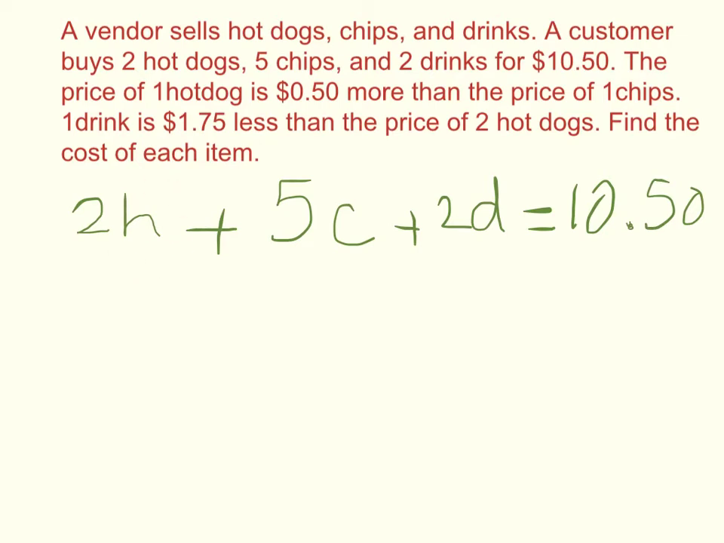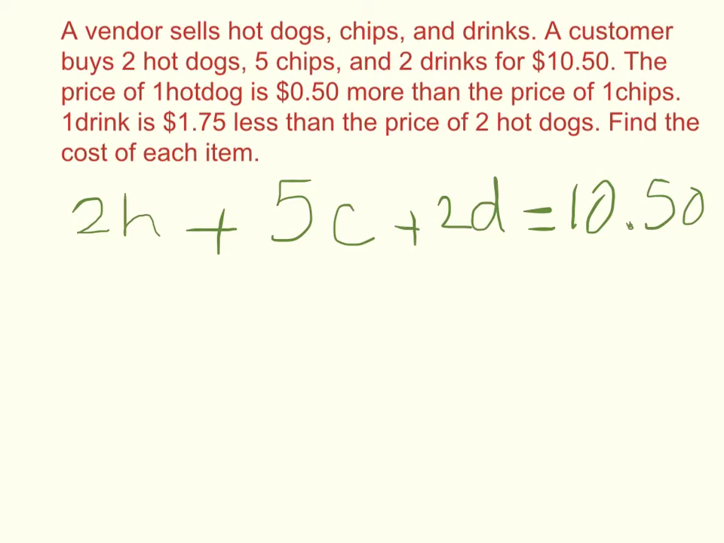Because if a hot dog is $2 or $3 and I got 2 of them, I do 2 times the price of that hot dog and I'll get the money I paid in total for the 2 hot dogs. So each one of these terms actually represents money. The numbers represent quantities and the variables represent the unknown money amount, or the cost for a hot dog, a chips, or a drink.